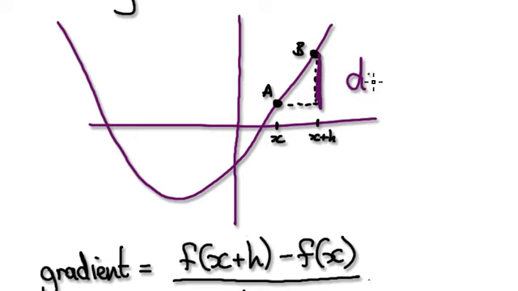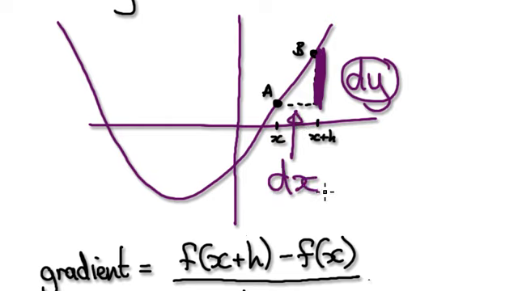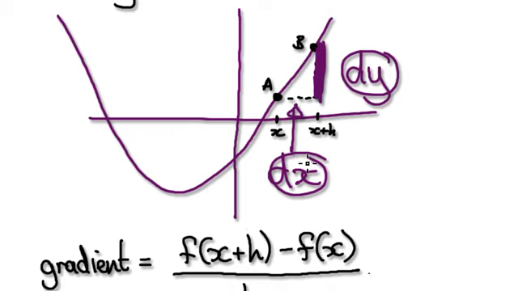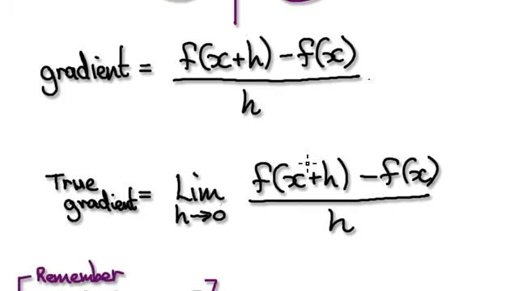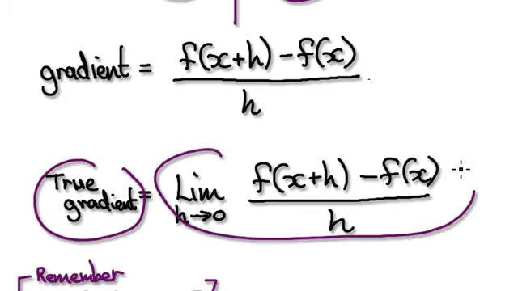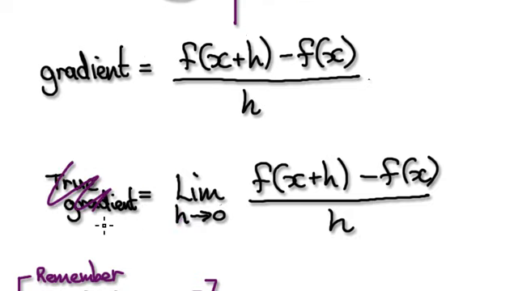Let's just say this bit is dy, the difference in the y direction. So this height here is really the difference in the y direction, and we're going to say dy. And this here is the difference in the x direction, and we're going to say dx. So rather than saying true gradient equals blah blah blah, we're going to use dy by dx.